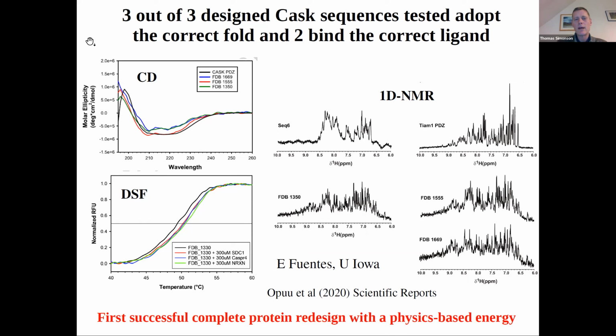But you can't get a better hit rate than 3 out of 3. So although the number is low, this was the first time a physics-based energy function was able to produce a successful redesign. Not because it's tremendously hard, but because a lot of people moved away to the knowledge-based function.